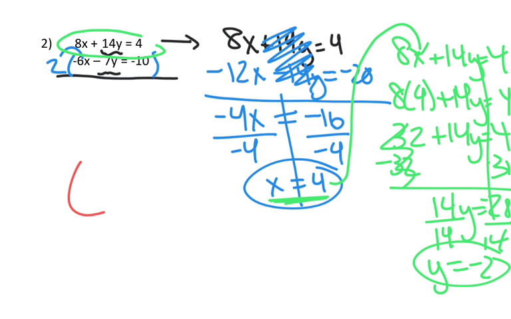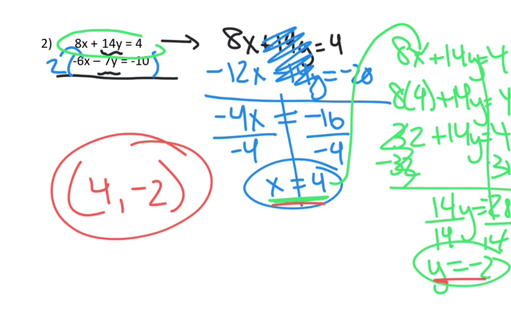So your ordered pair, x is first, which was the 4, and then the y, which is negative 2. That's your solution to the system.